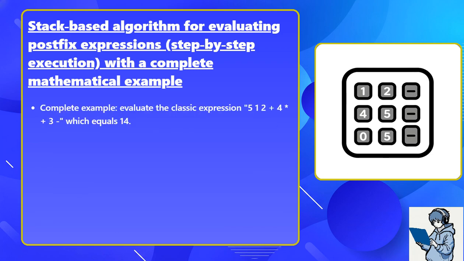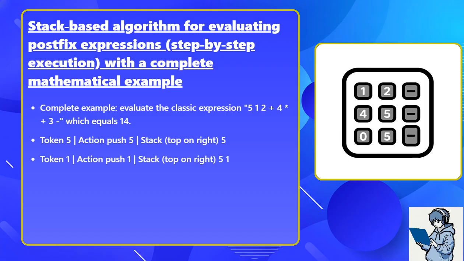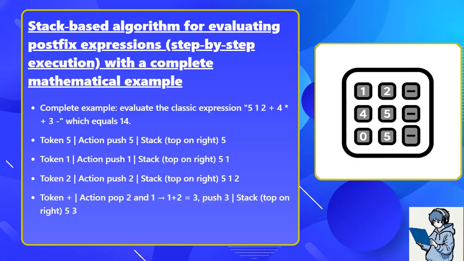Complete example: evaluate the classic expression 5 1 2 plus 4 times plus 3 minus, which equals 14. Token 5, push 5, stack now contains 5. Token 1, push 1, stack now contains 5 1. Token 2, push 2, stack now contains 5 1 2. Token plus, pop 2 and 1, 1 plus 2 equals 3, push 3, stack now contains 5 3. Token 4, push 4, stack now contains 5 3 4.